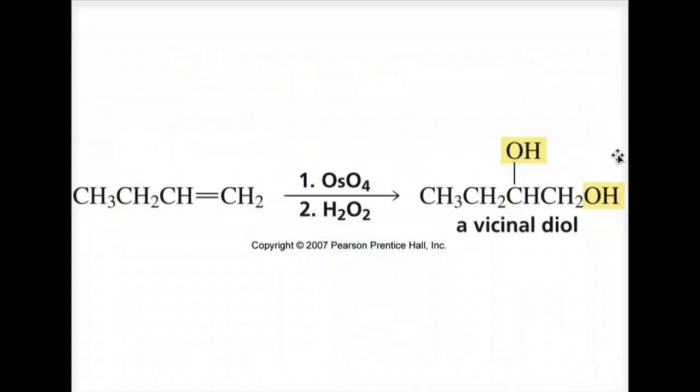Okay, let's go to the next slide. Now here is what I was talking about using osmium tetroxide, OsO4. This is the second way alkenes are oxidized to 1,2-diols. 1-butene, over here on the left, is oxidized to 1,2-butane diol with osmium tetroxide. And again, a vicinal diol is formed. Notice these two carbons are adjacent, both have OHs. This is, again, an oxidation reaction.